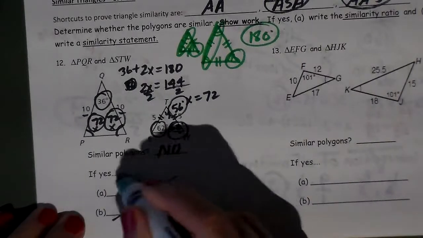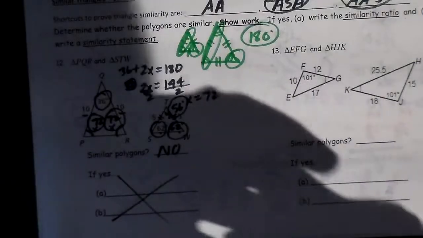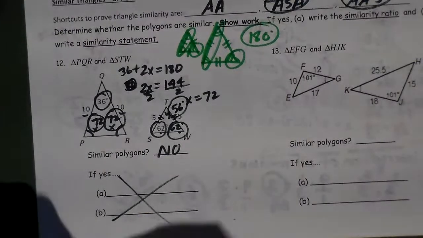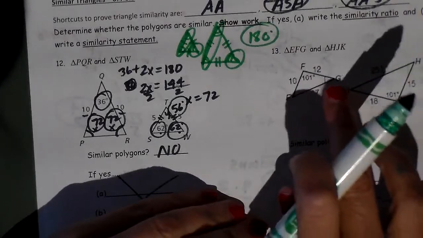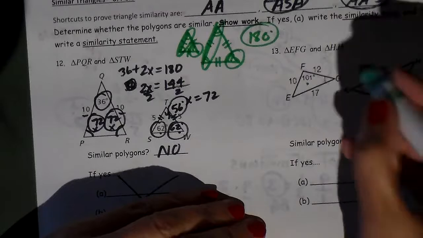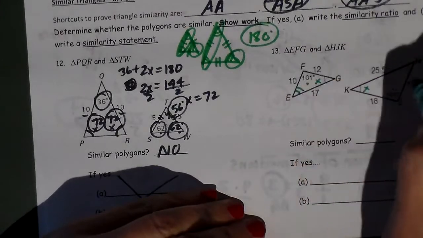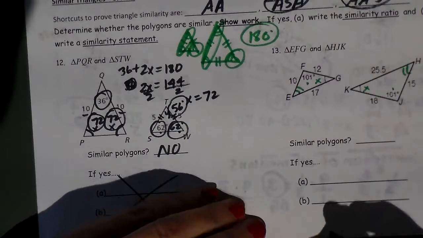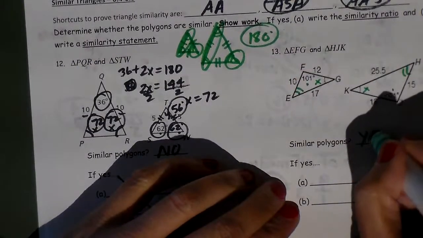So you don't have to fill out any of this. They're not the same shape. They don't have the same angles. So let's look at the other guy. If I look over here, that's 101 and that's 101. These two angles are the same. Again, so if I have a 101 and a 101 and an x and an x, doesn't that mean the third angle has to be the same? Yes. Angle applies here. Okay?